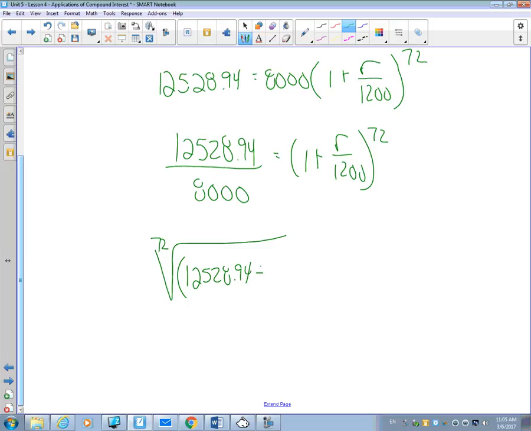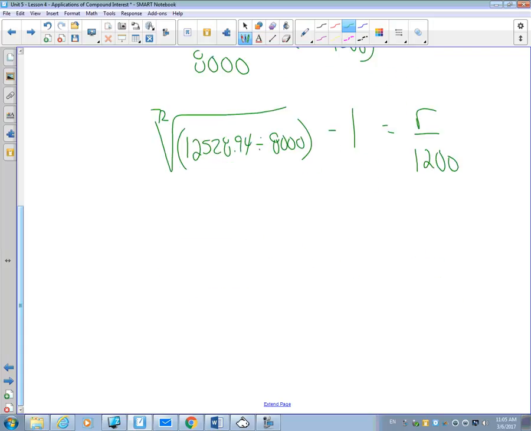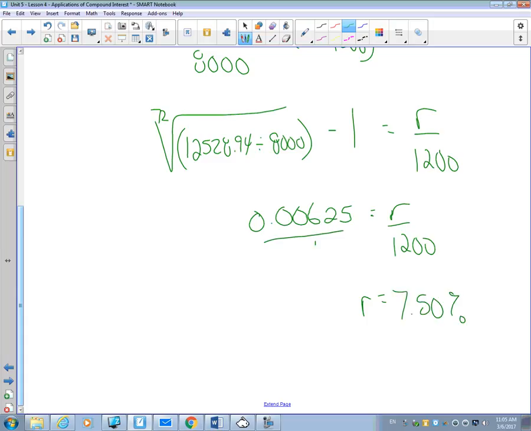528.94 divided by 8,000. Okay, and we know we want to bring over that 1 afterwards, and we'll be left with R over 1,200. If we use our calculator and then do the subtracting 1, you should end up with 0.00625 equals R over 1,200. So multiply it by 1,200, cross multiply, right? And we end up with 7.50%. And we can solve for R.